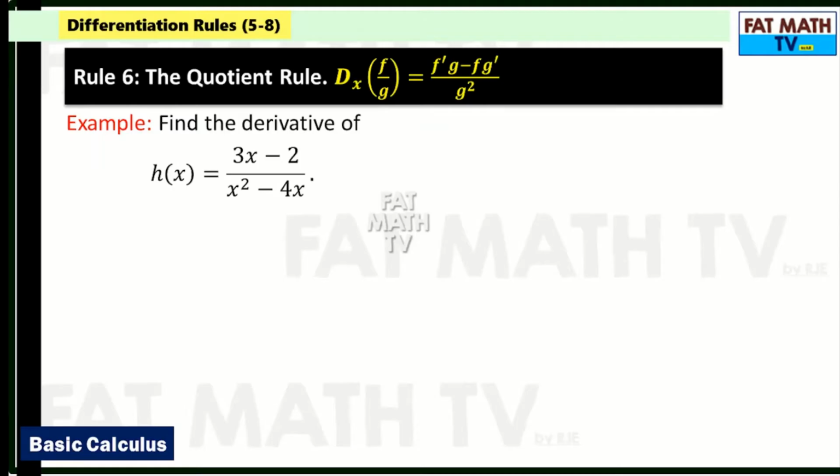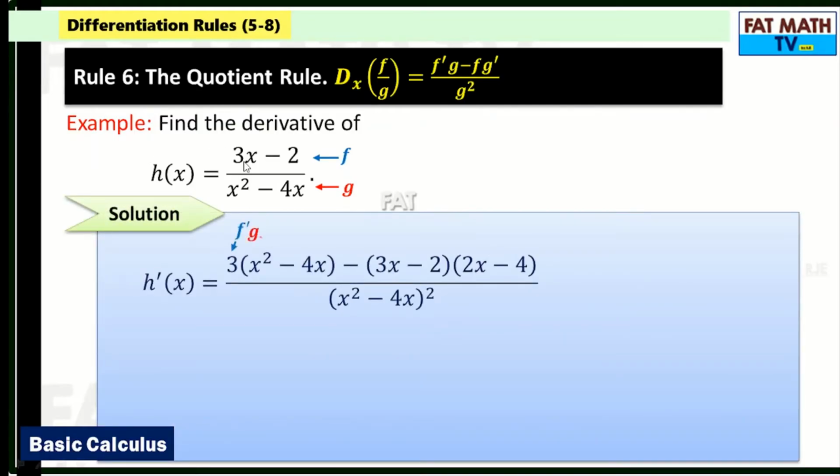Okay, another example. Find the derivative of h of x equals 3x minus 2 over x squared minus 4x. So f is 3x minus 2. G is x squared minus 4x. So the derivative of 3x minus 2 is 3 times the denominator, minus numerator, 3x minus 2 times derivative of the denominator. Derivative of x squared is 2x. Derivative of negative 4x is negative 4 over the square of x squared minus 4x.